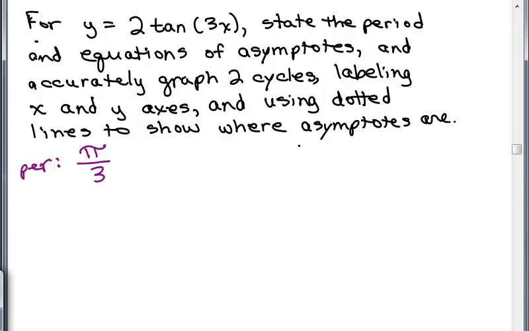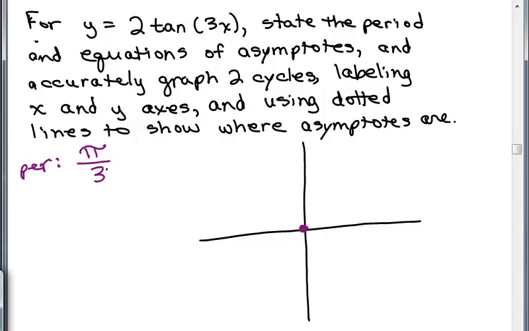Now, how does it go on the tangent graph? If there's no phase shift left or right, then we plug in 0 for x. Remember the tangent is 0, so 0, 0 is a point on the tangent graph, and that's sort of the center of the tangent graph. And since we have a whole period of pi over 3, we know if we go half of the period to the right and half of the period to the left, that's where our asymptotes will be.